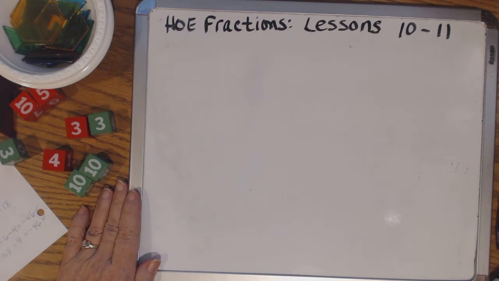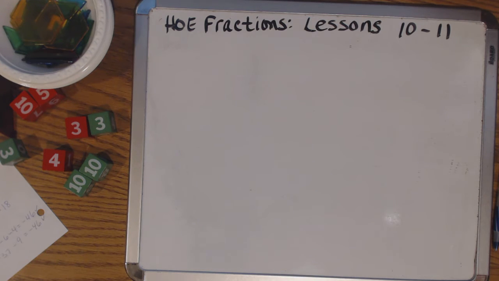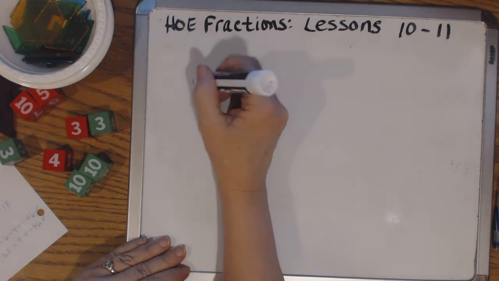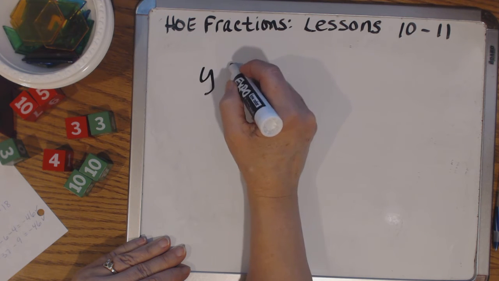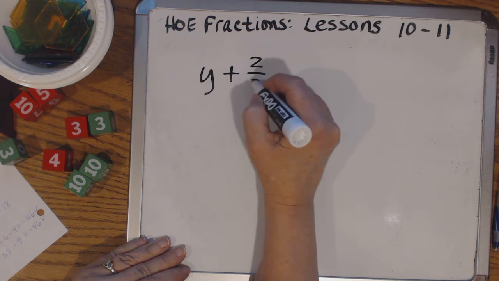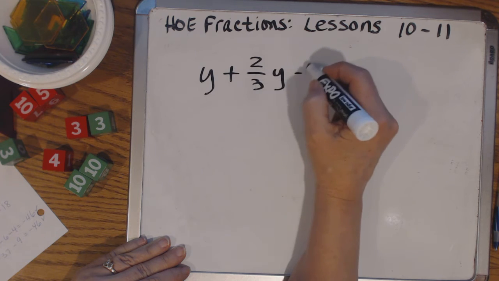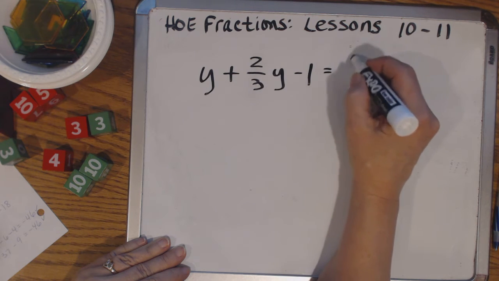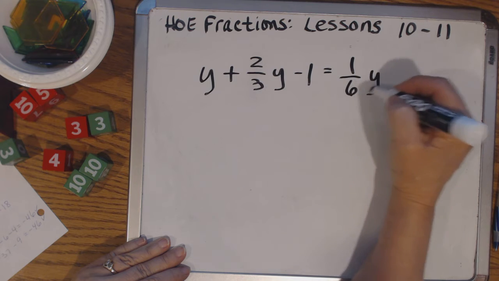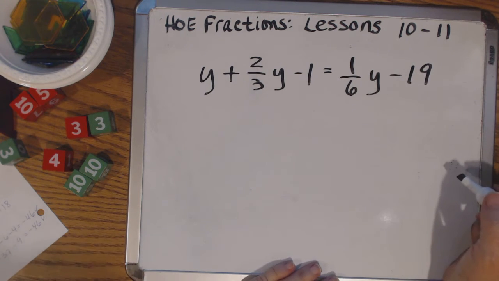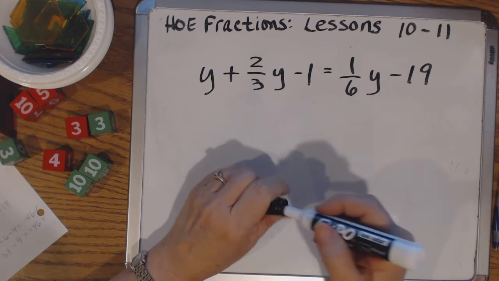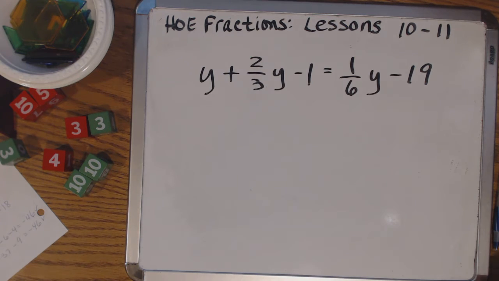Okay, I'll do the last problem here. Last example. y plus 2/3 of y minus 1 is equal to 1/6 of y minus 19. Okay, so I have 6 3/3. I do believe we may have worked this one in class.